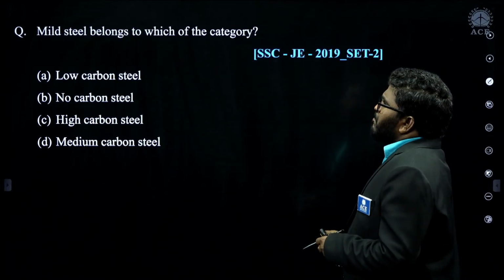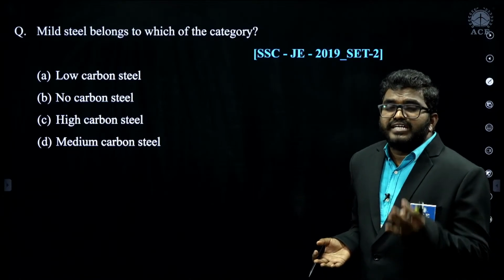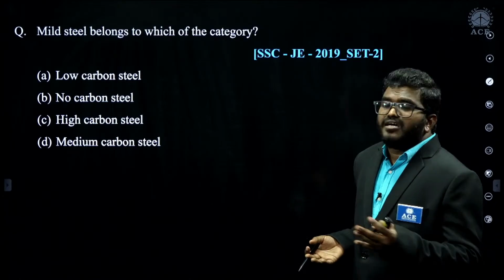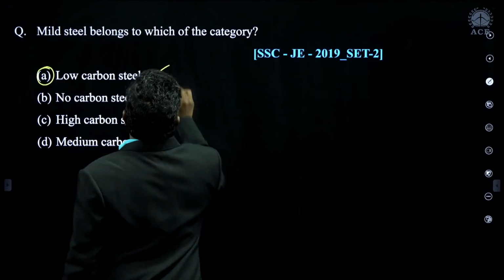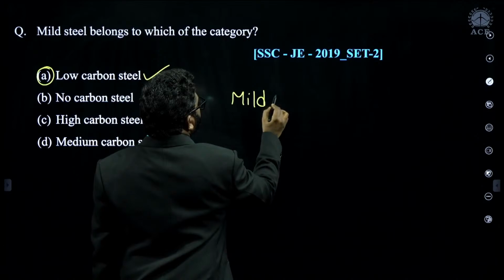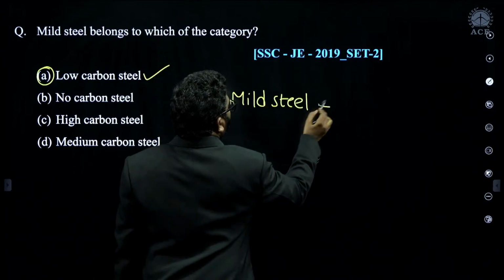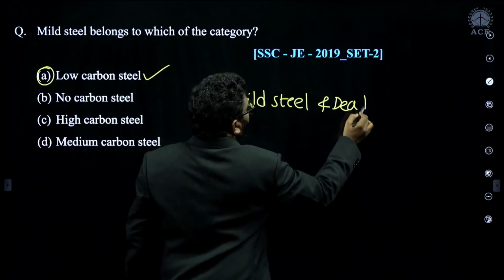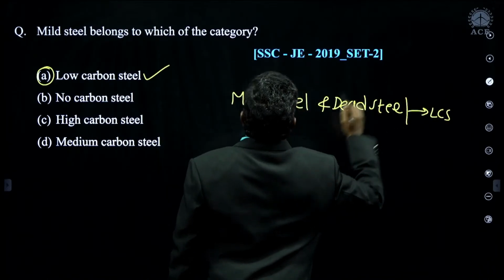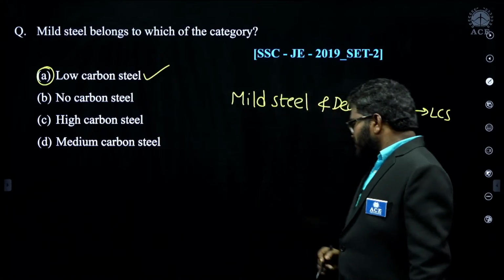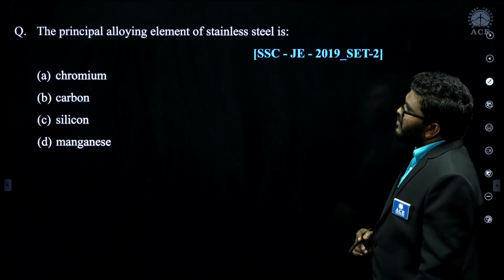So C is the most appropriate answer for this question. Mild steel belongs to which category? Mild steel and dead steels come under low carbon steels. Remember, mild steel and dead steels both come under low carbon steel.